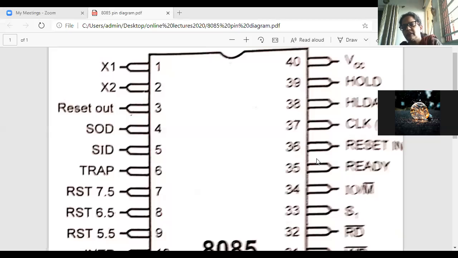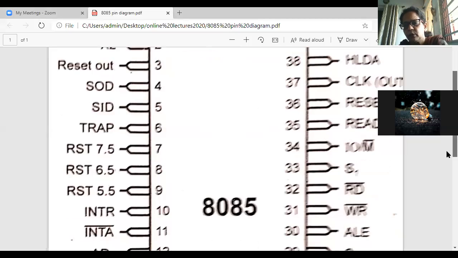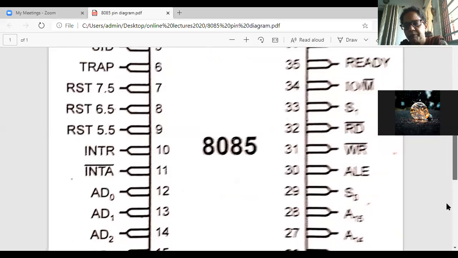So I was talking about the ready signal. The ready signal will be sent by the external device like a printer to the microprocessor, so that when it is ready, the microprocessor will send the data. Till that time, it can process its data. Then we had already seen the rest of the pins.